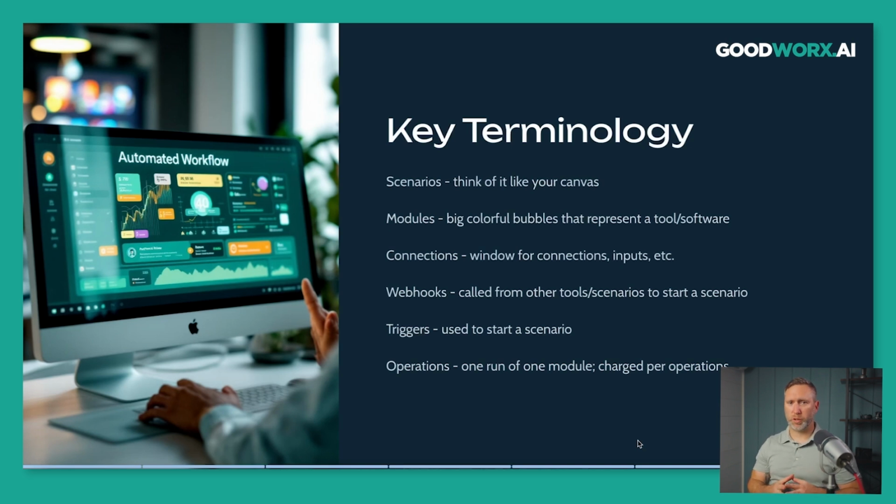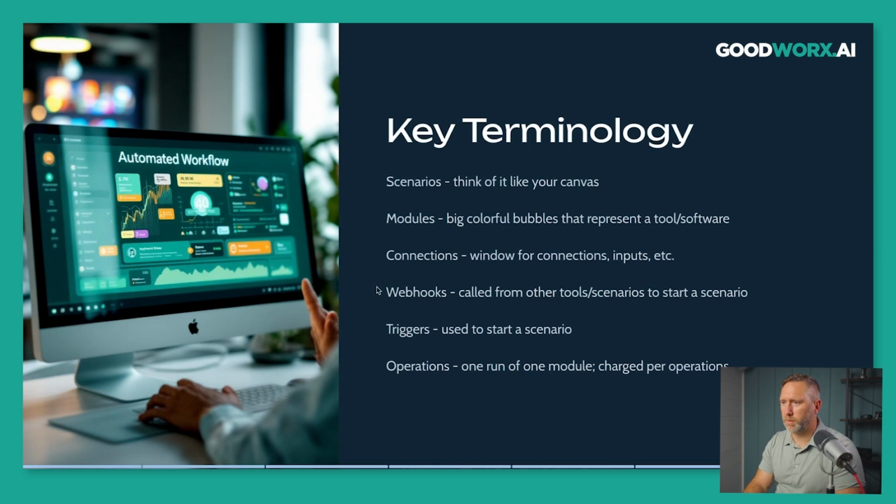And then you have triggers. Triggers are what we use to actually start a scenario. So as soon as that trigger is scheduled or it's set to do something on demand, that trigger will start the automation automatically. And I will say webhooks are also another way that you can start a scenario as well. And lastly, you want to be knowledgeable about operations. So one run of one module will cost you one operation. And why that is important is because Make.com's pricing model is based off of operations. And we'll see that in a minute when we go over pricing.